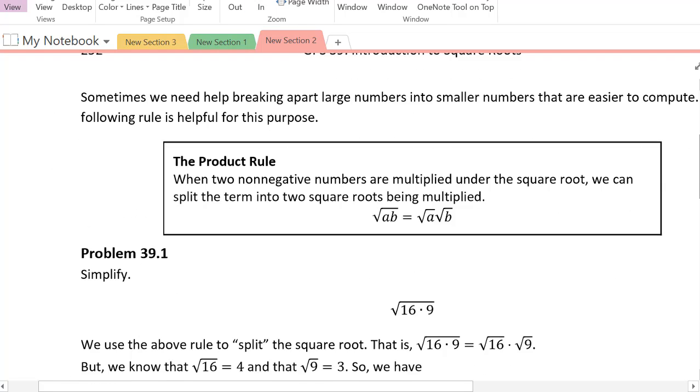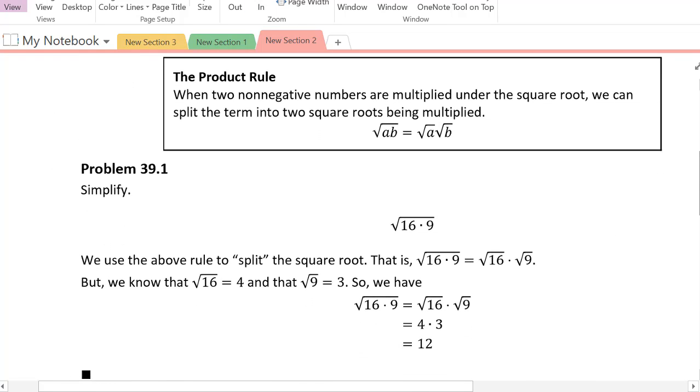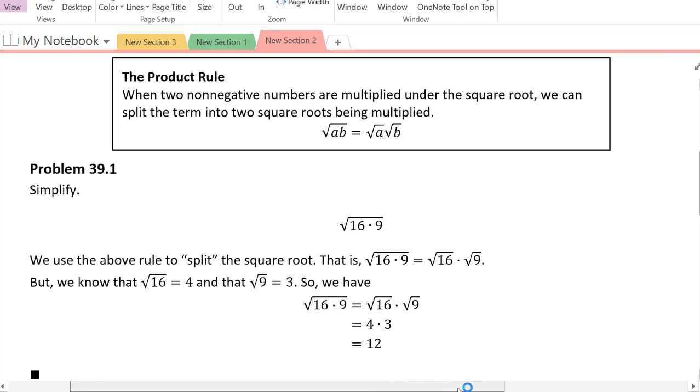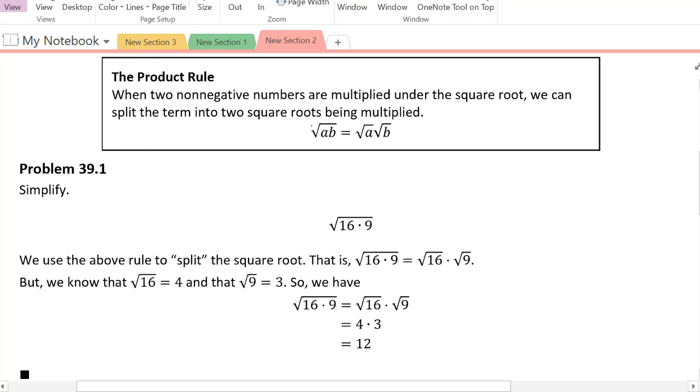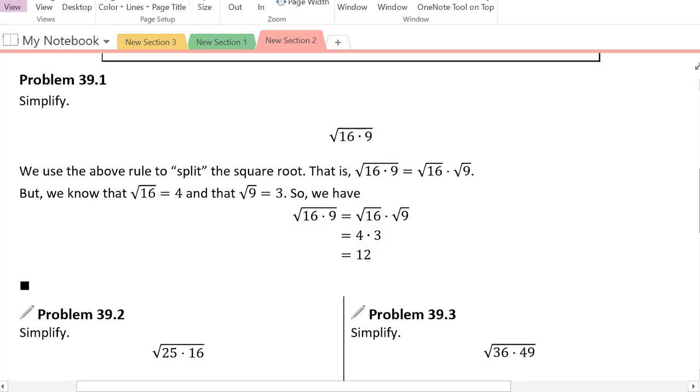One of the properties of square roots that we're going to learn is called the product rule. The product rule says that if I have two non-negative numbers being multiplied under the square root, we can split the term into two square roots being multiplied. As you can see here, if I have the square root of a times b, I can split it into the square root of a times the square root of b. Okay, so let's look at an example.